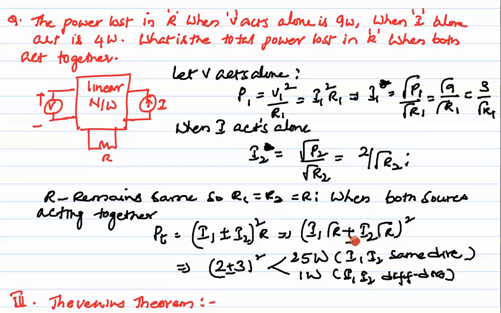So when these two are plus or minus, it means when the currents I1 and I2 are in the same direction, then (I1 plus I2) whole squared. When they are in opposite directions, (I1 minus I2) here. So from this, 2 plus or minus 3, whole squared. When I1 and I2 are in the same direction, 2 plus 3 whole squared is 25 watts. When they are in opposite directions, 2 minus 3 whole squared is equal to 1 watt. So this is the solution here.